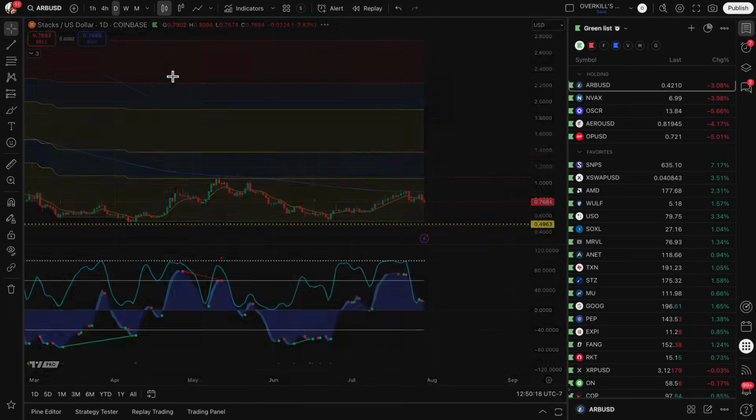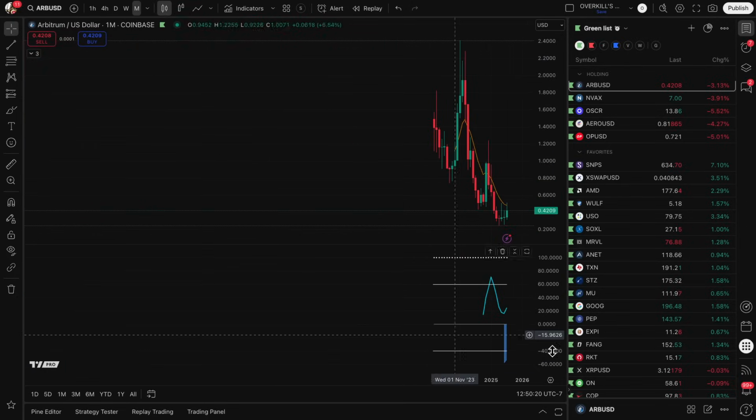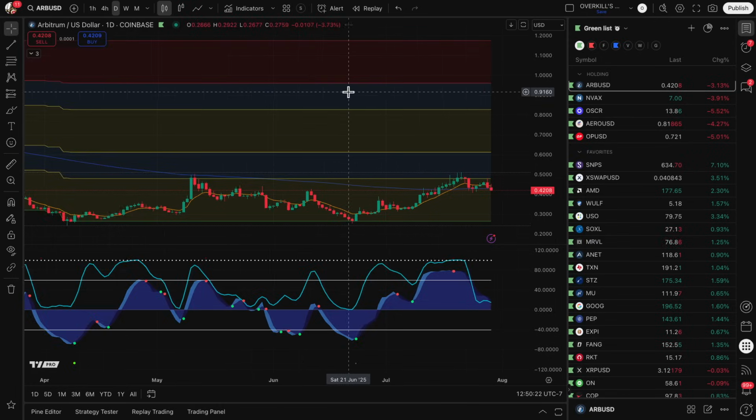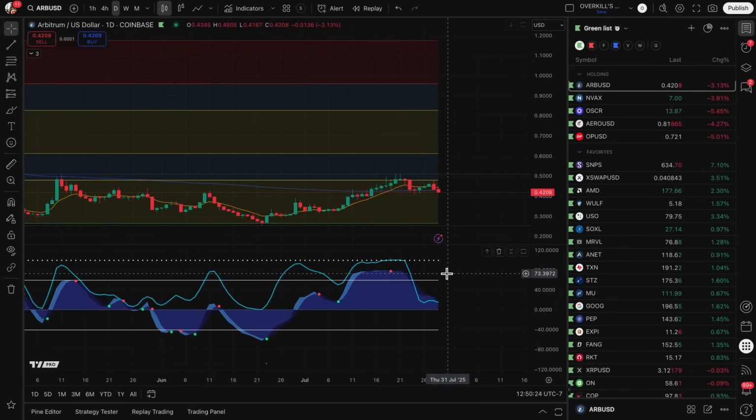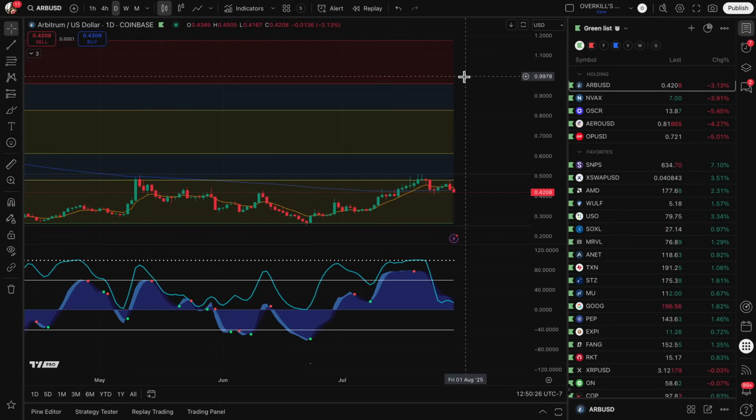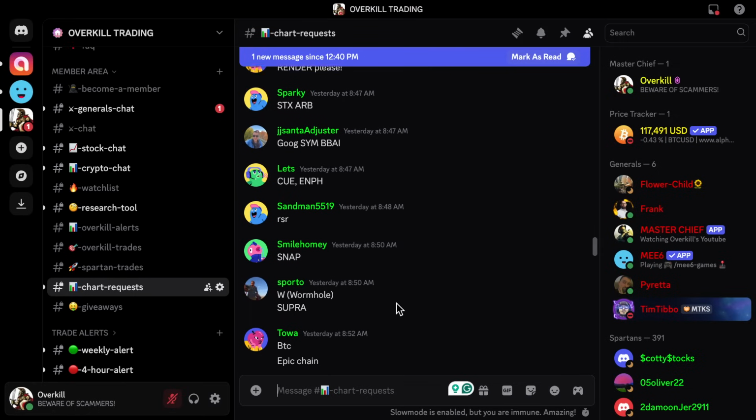ARB. ARB, no data on the monthly yet. So this one's in the portfolio as well. Good play on Ethereum here. Looking for the daily, but target on that's anywhere from $1 to $1.20.